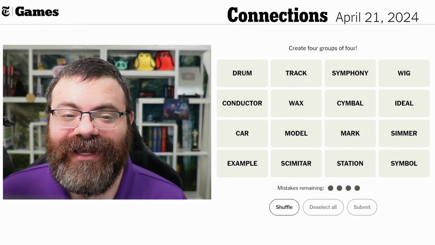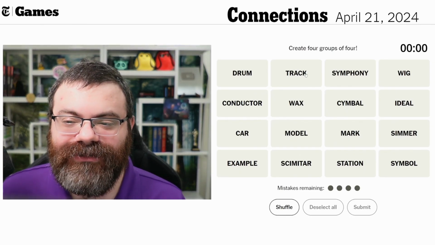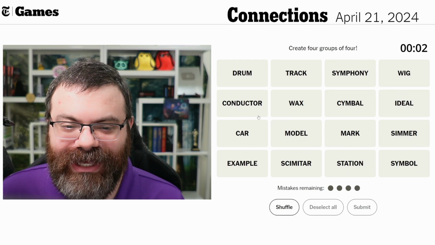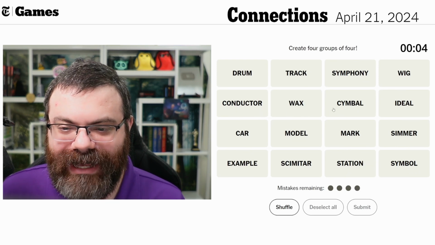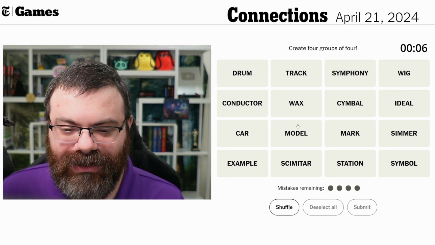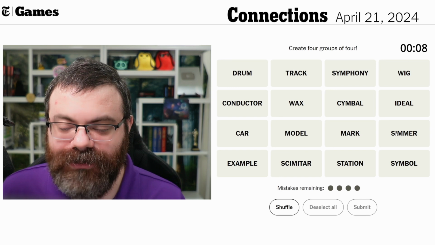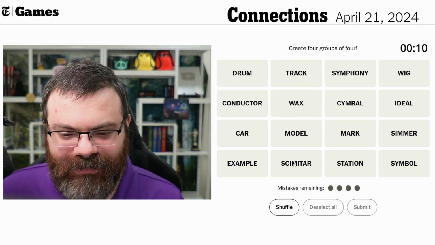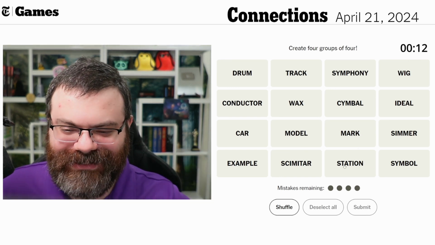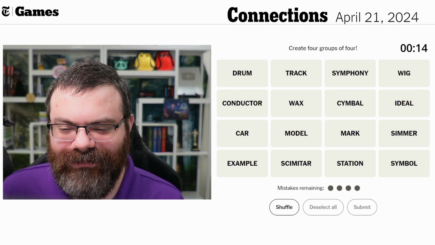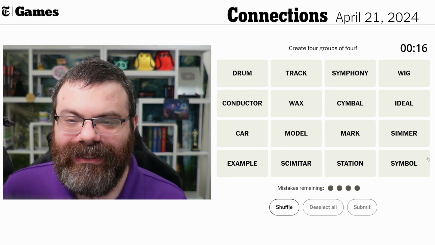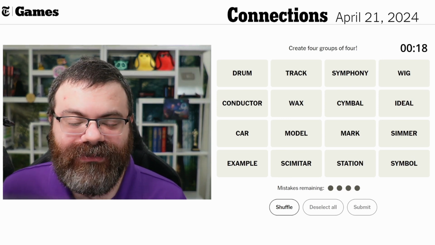Let's do Connections. We're finding 4 groups of 4. We've got drum, track, symphony, wig, conductor, wax, symbol, ideal, car, model, mark, simmer. Who's Mark Simmer? Example, scimitar. Here's an example of a scimitar. And a station, symbol. Okay, like at a subway, you got those symbols for the different tracks.